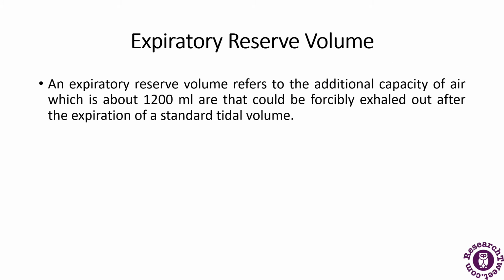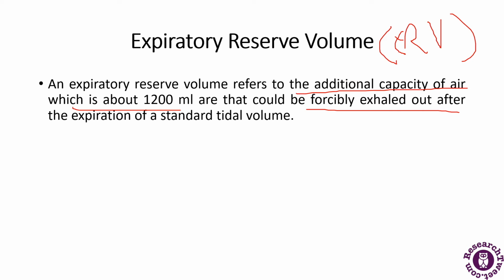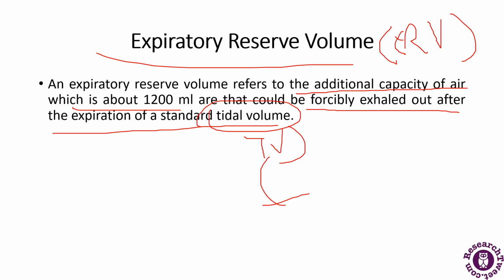Next is expiratory reserve volume, which can be represented as ERV. It is the additional volume of air a person can expire by a forceful expiration, and it ranges from about 1000 ml to 1100 ml. So it refers to the additional capacity of air, about 1200 ml, which can be forcefully exhaled after the expiration of a standard tidal volume. So this is the expiratory reserve volume.